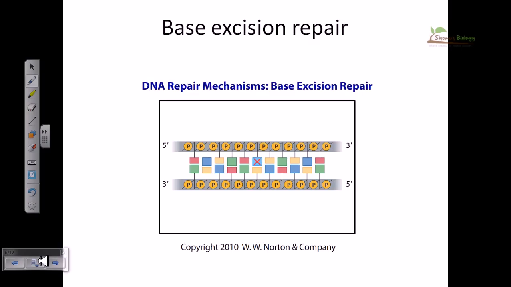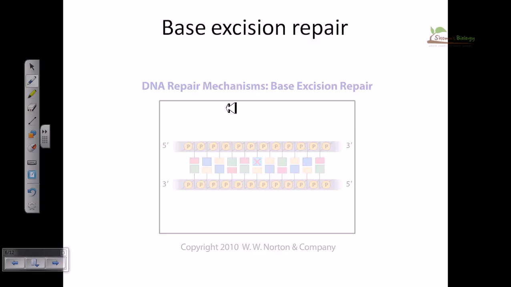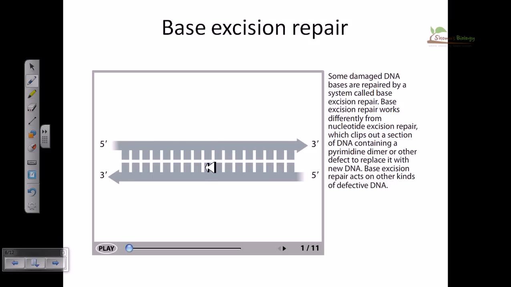Now we'll be talking about base excision repair. As we know, base excision repair systems are important because damage from radiation, sorry, not UV, X-ray radiation and the like, can lead to lesions among bases, and these can be repaired by base excision repair systems, which we'll be looking at in this animation. Some damaged DNA bases are repaired by a system called base excision repair.